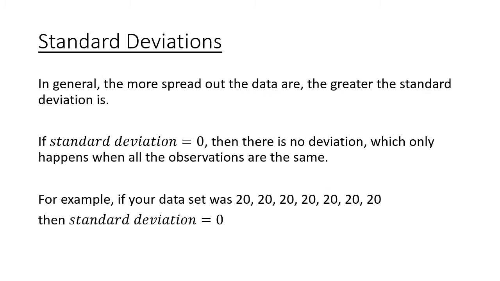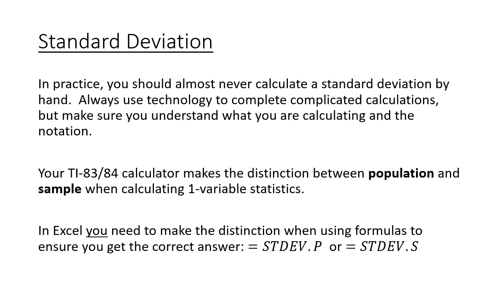Now, in general, the more spread out the data are, the greater the standard deviation. That's what the standard deviation measures, how spread out those data values are. So if the standard deviation was 0, that means there is no deviation. There's no variance. It means that every observation is exactly the same. If my data set was the numbers 20, 20, 20, 20, 20, 20, then there is no deviation. Everything's the same. The standard deviation would be 0. And again, that's the intuition behind what the standard deviation is telling us.